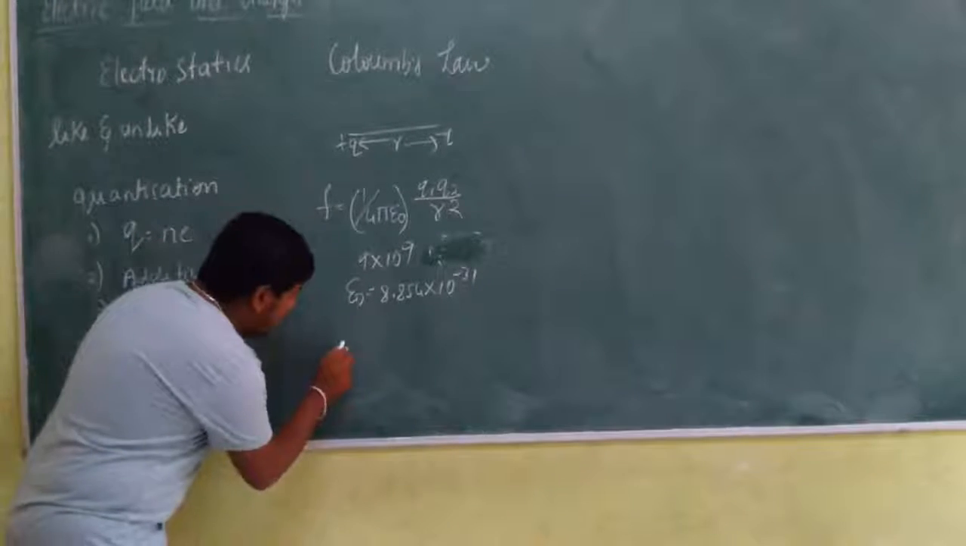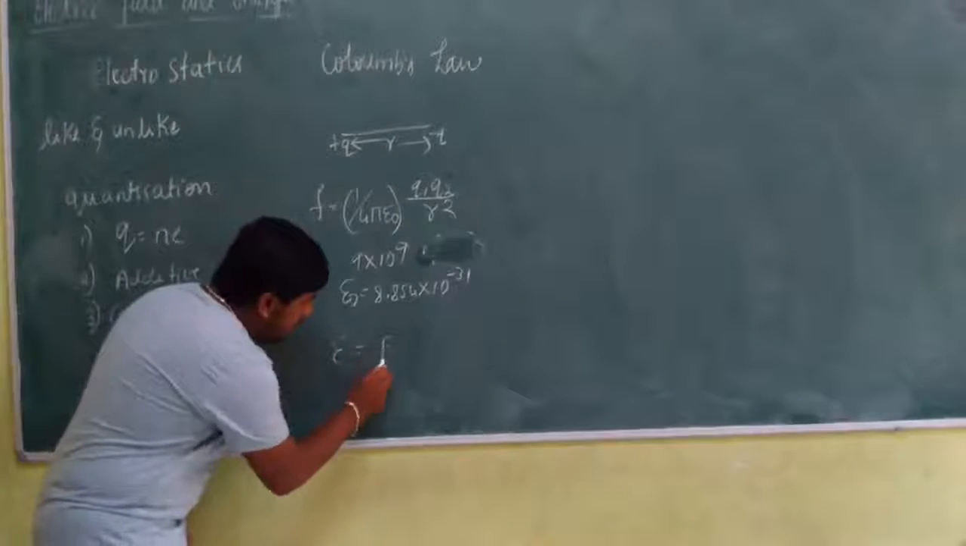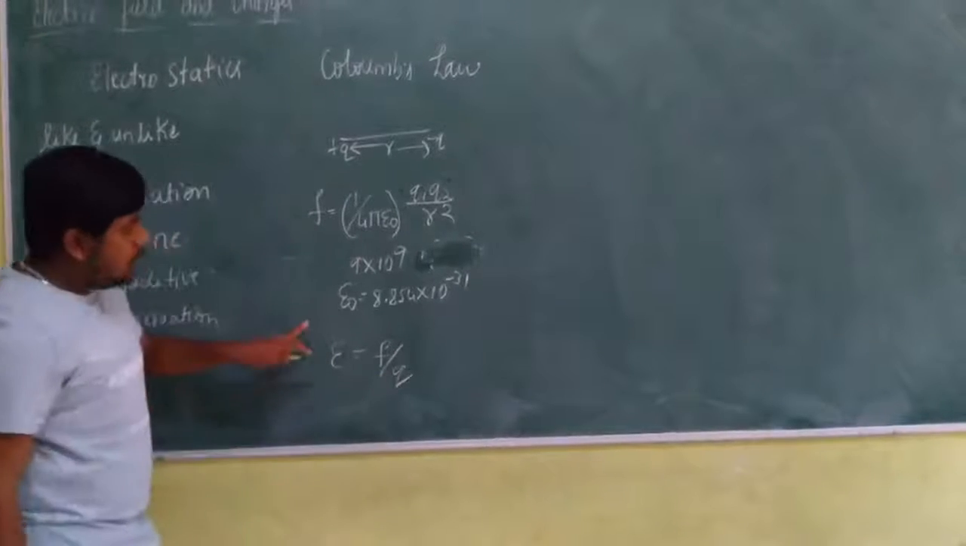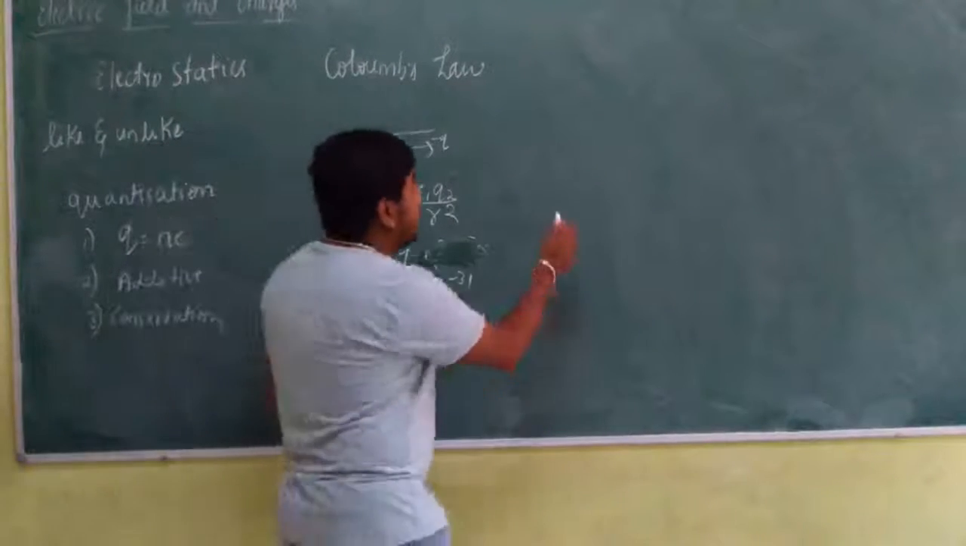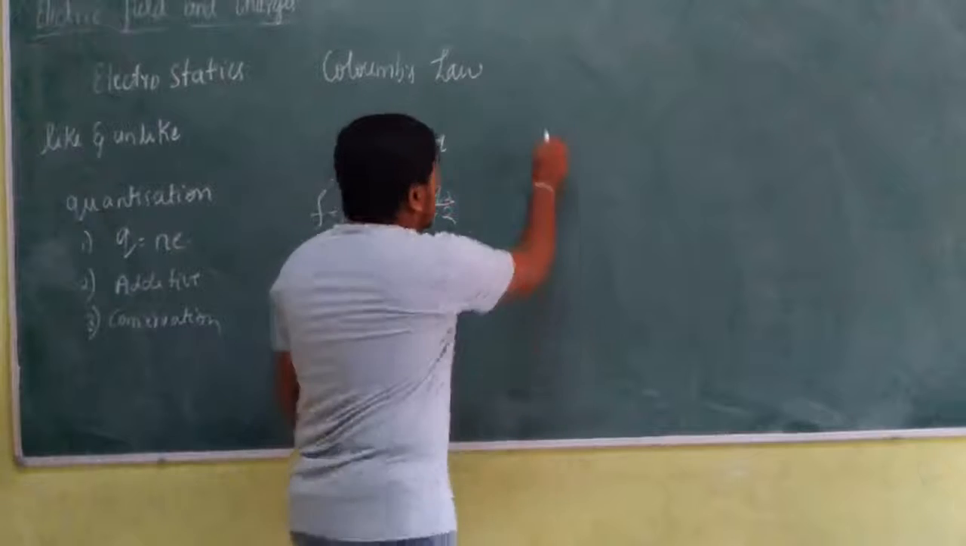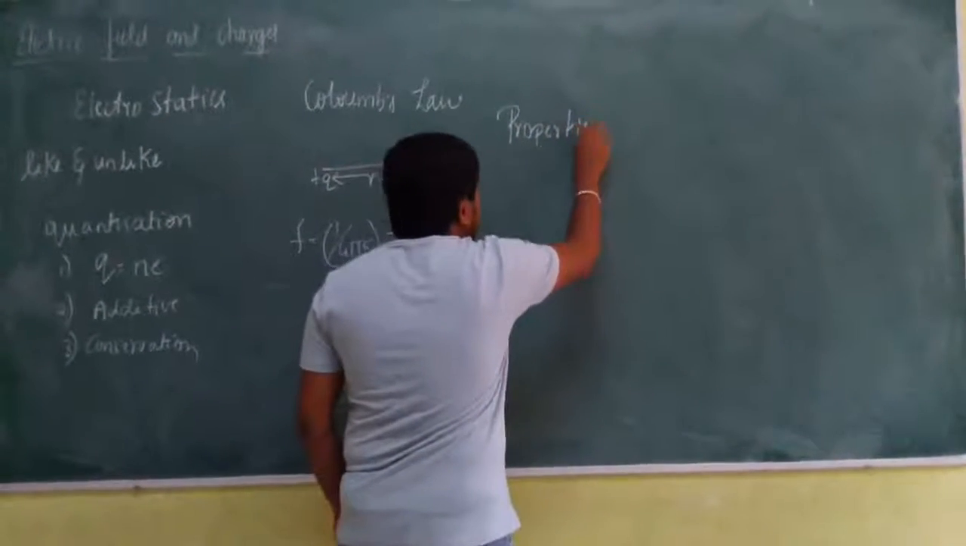After this we came across electric field. What is electric field? Electric field is force on unit charge. So force on unit charge is called electric field. After electric field come the properties of field lines. Properties of electric field lines will be asked for 3 marks. What are the properties of electric field lines?